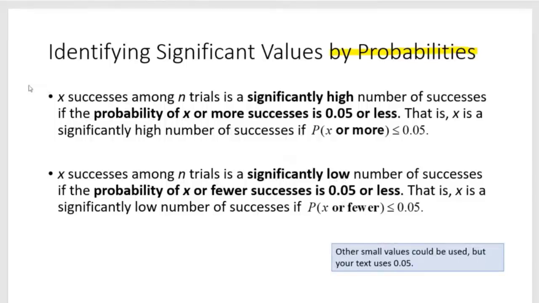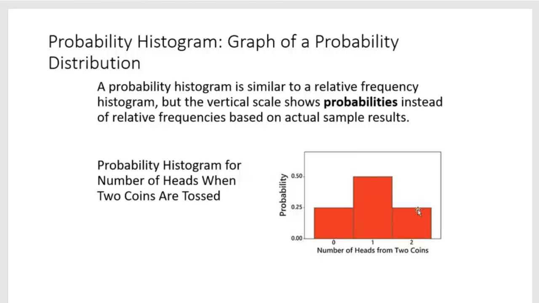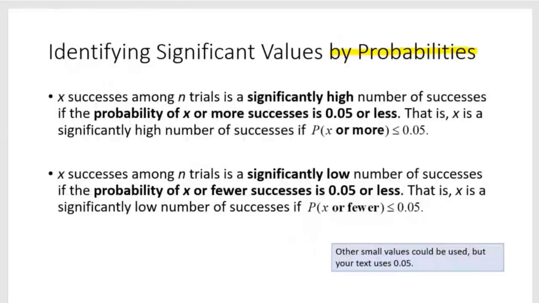How did that apply? Well, what were the chances of getting 2 heads then? The chances of getting 2 heads was 25%. So that was not significantly high. The chances of getting 2 heads is 25%. So that's pretty strong. It's not less than 5. We're not in that 5% range. So getting 2 heads would not be significantly high then.